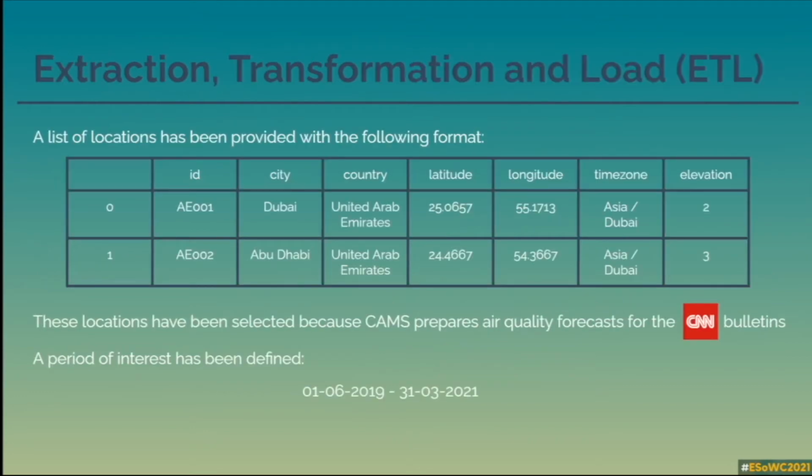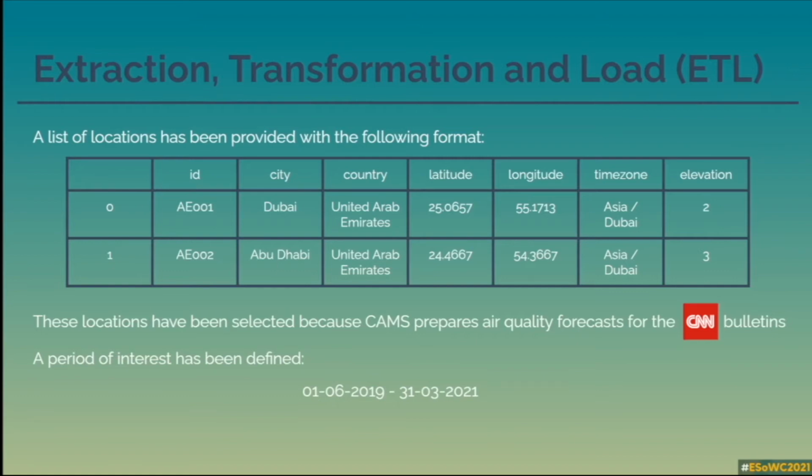For doing this task, a list of locations has been provided, as I mentioned before, by our mentors, with the following format: the city, the country, the location, the point, and the time zone, and we obtained the elevation using the latitude and the longitude point. These locations have a special interest for them because CAMS prepares air quality forecasts for the CNN regular bulletins.